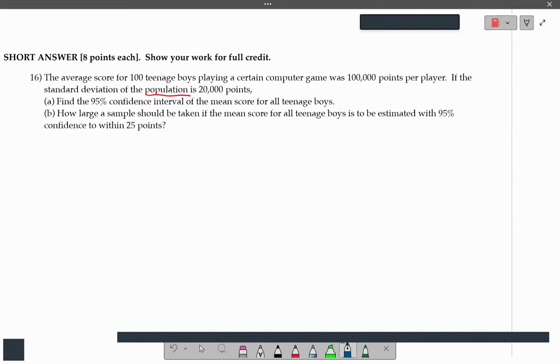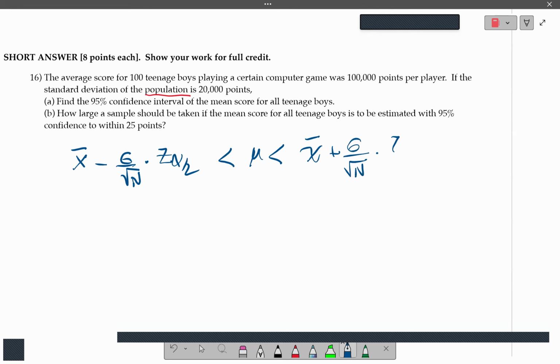So the confidence interval, which is the mean, is between x bar minus sigma divided by radical n times z alpha over 2, and the other one is x bar plus sigma divided by radical n times z alpha over 2. So the problem is, what is z alpha over 2?